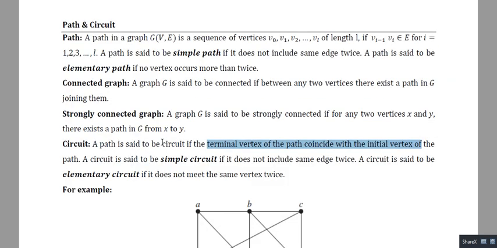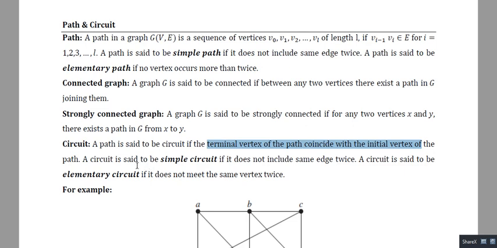For example, 1 2 3 4 5 is a sequence of vertices. It is a path: the 1 to 2 edge is there, 2 to 3 edge is there, 3 to 4 edge is there, 4 to 5 edge is there. But if I write 1 2 3 4 5 1, then it is a cycle, because the final vertex 5 is reconnected back to the initial vertex 1. So it is a cycle.